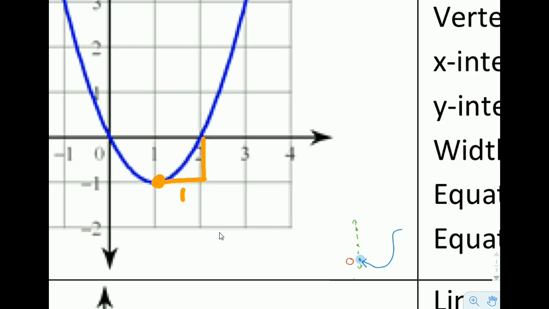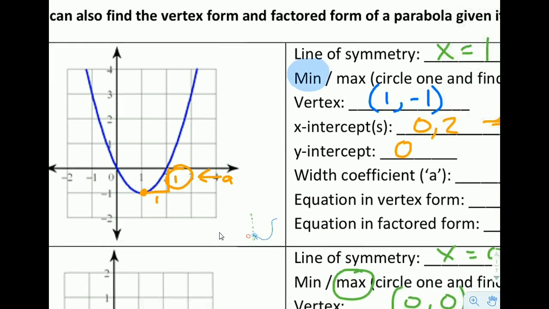So if you go over one every single time, and then you say how far up did I go, and in this case I went up 1. This is going to be a. So the amount you go up or the amount you go down after you go over 1 unit from your vertex, that is a. So in this case, a, the width coefficient, is 1.